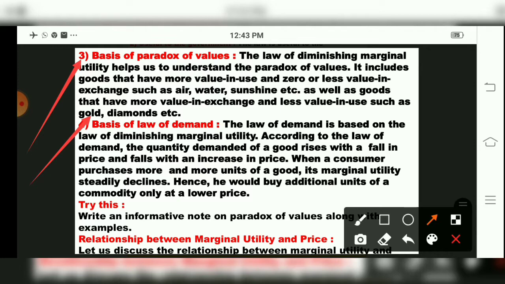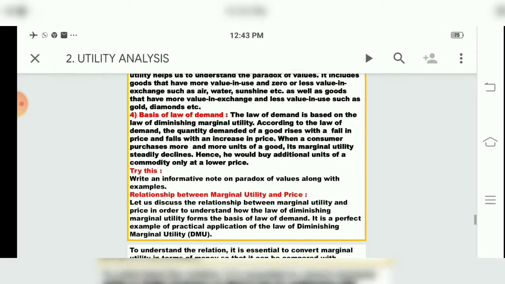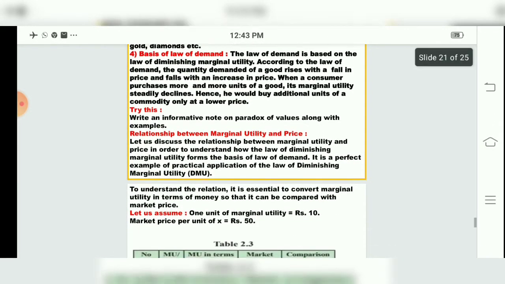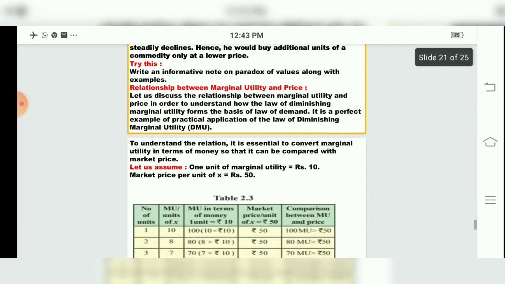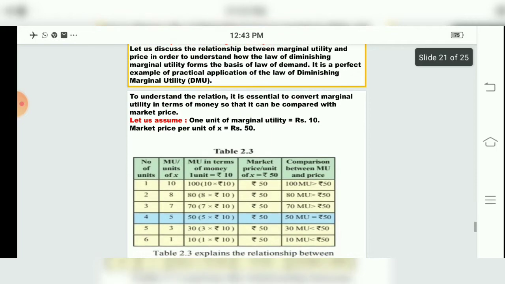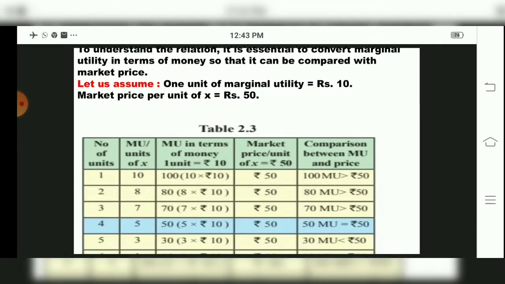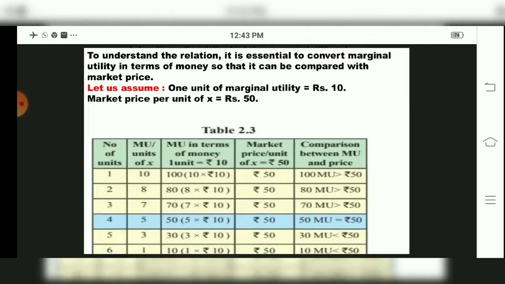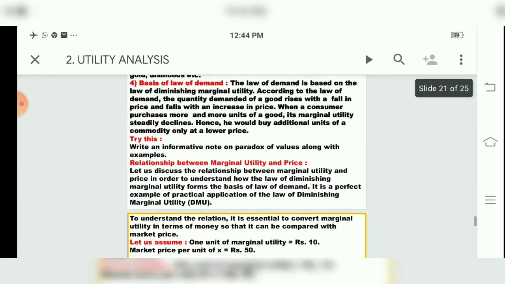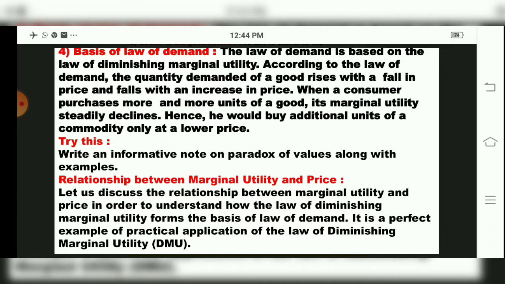Now the next point in this chapter, children, is that we have to show the relationship between marginal utility and price. Now we'll come to see the relationship between marginal utility and price. This is the point we have to study from this chapter.